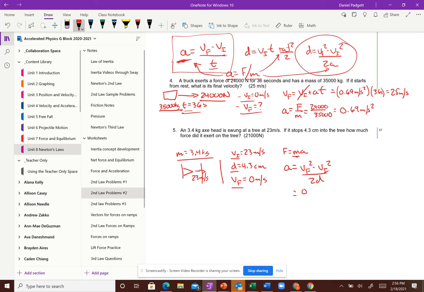We know vf, it's stopping at 0. We know it's starting at 23 meters per second. We'd square that. One of the keys here, again, is to make sure our units match up. This needs to be meters, not centimeters. So this would be 2 times 0.043 meters. Make sure we get that in meters, not in centimeters.